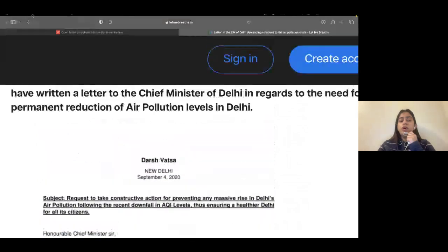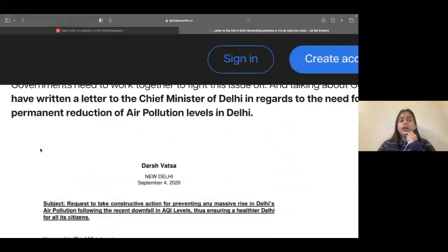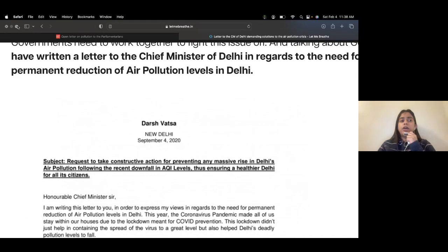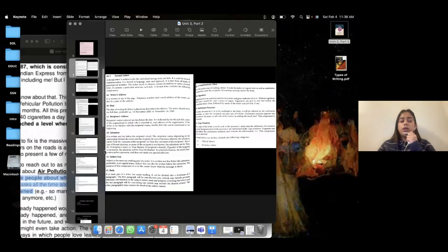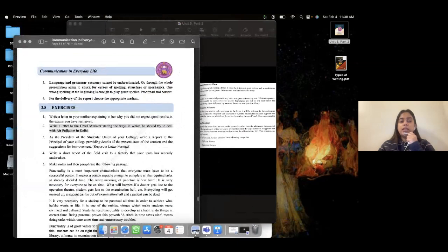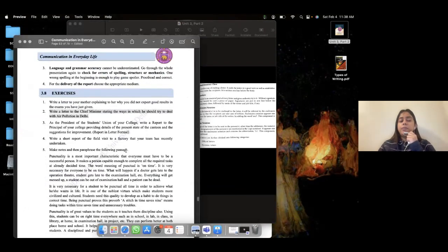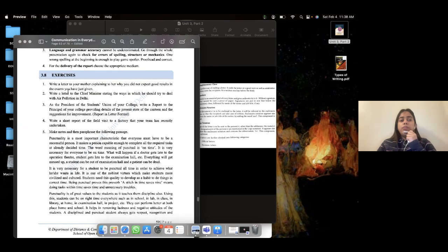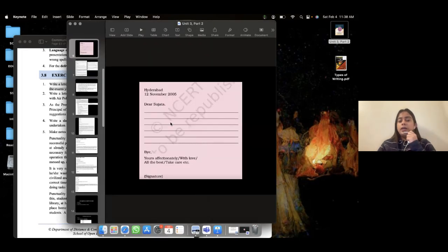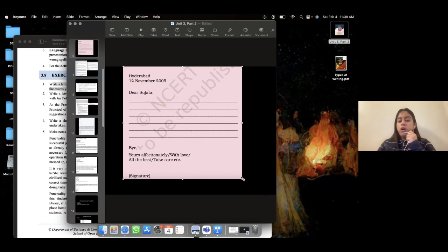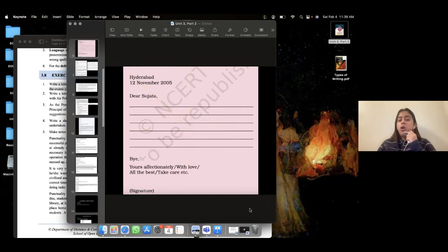So this is how you can write a letter, where in a question you are asked, as is given in your practice exercise, about ways to deal with air pollution, to write a letter to the Chief Minister. Now, in an informal letter, you have been asked to write a letter to your mother, and you have to follow this format. Now, the difference between formal letter and informal letter is, while the informal letter is personal in nature, your formal letter is official in nature.